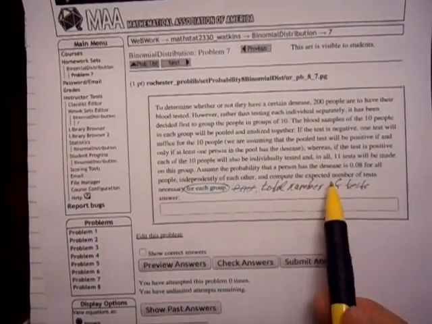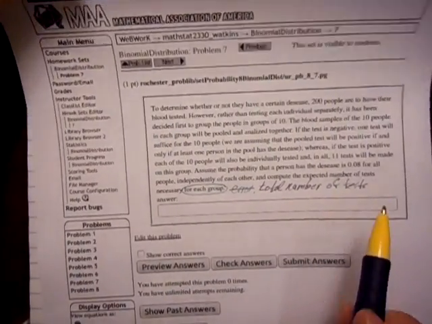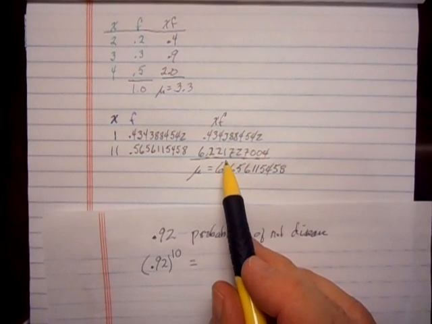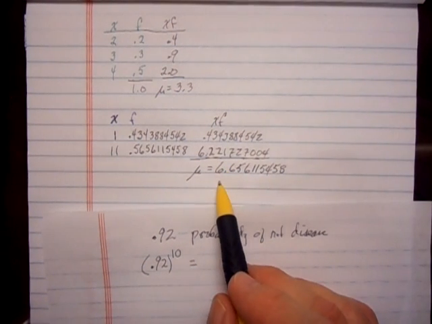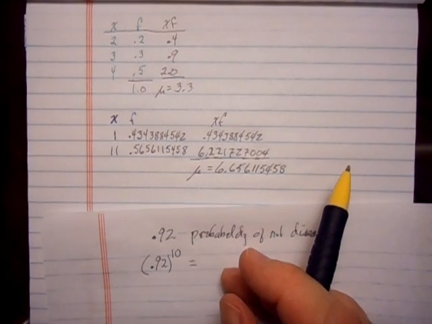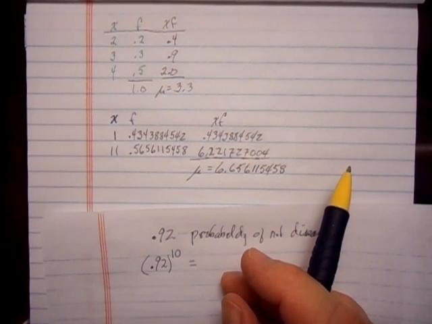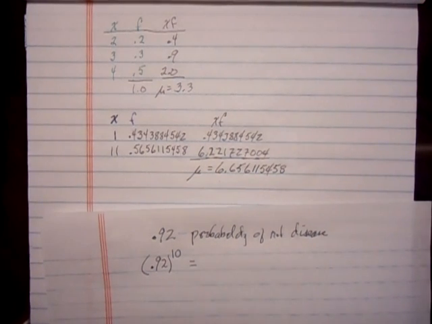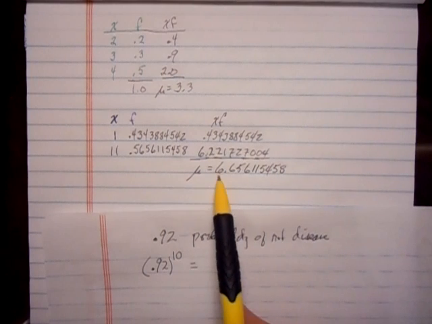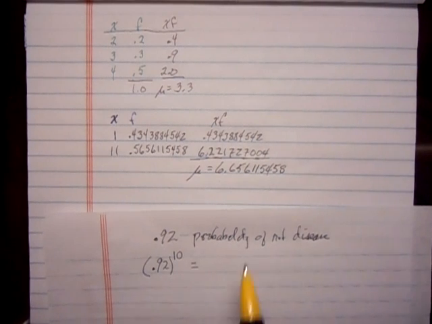If the question is, what's the expected total number of tests, then we'd need to take this number and multiply it by 20, because there were 200 people, remember, and we were dividing those 200 people up into 20 groups of 10. So that number is the expected value for each group of 10, and if we wanted the total number, then it would be 20 times that particular amount.